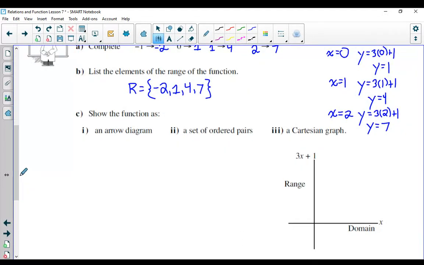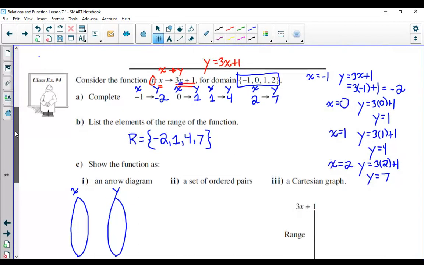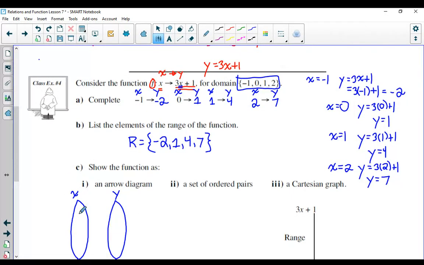Okay, C, show this as an arrow diagram. Okay, so let's do my two ovals here. Okay, first oval is going to be your x value. Second oval is going to be your y values. So what are my domain values? If we look up here, we have -1, we have 0, we have 1, and we have 2. What are my range values? You have -2, you have 1, you have 4, and you have 7. And then we use the arrows to map this or connect this.